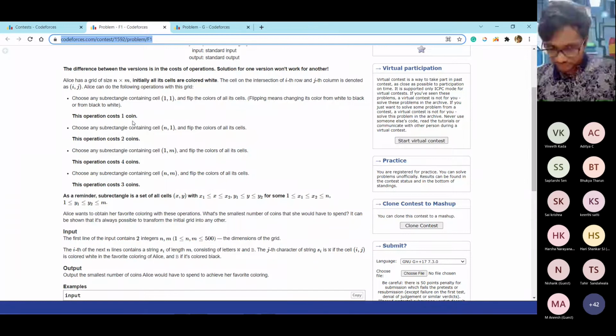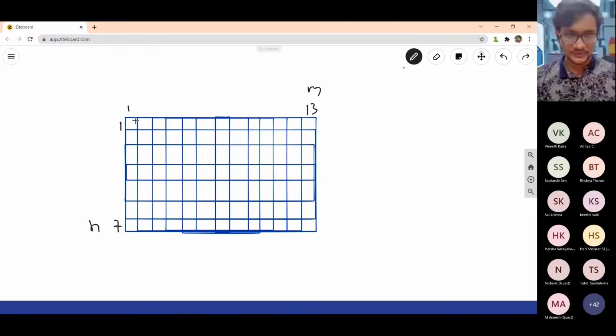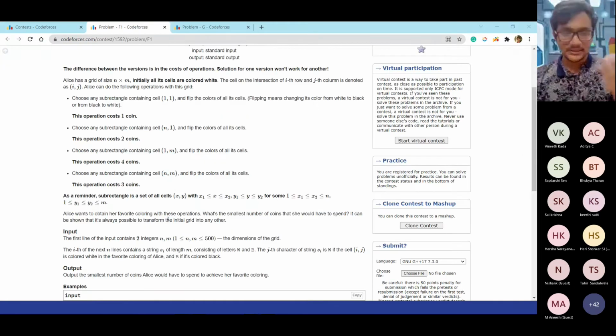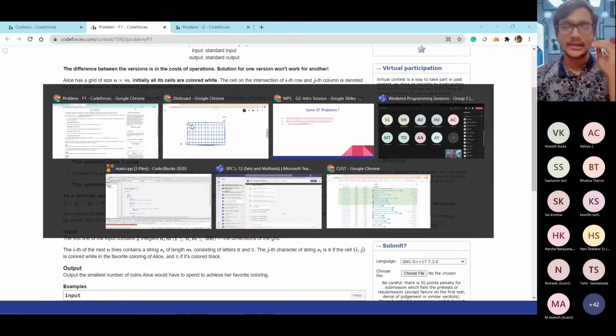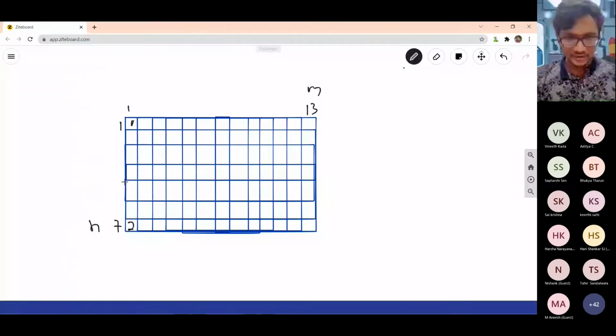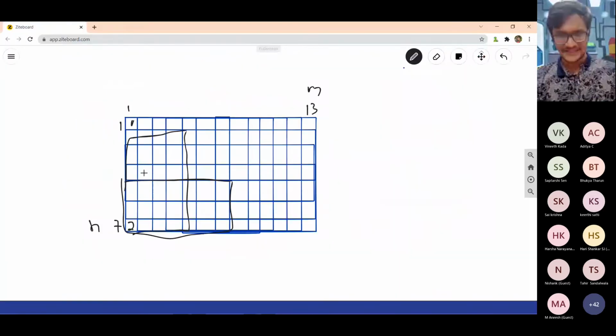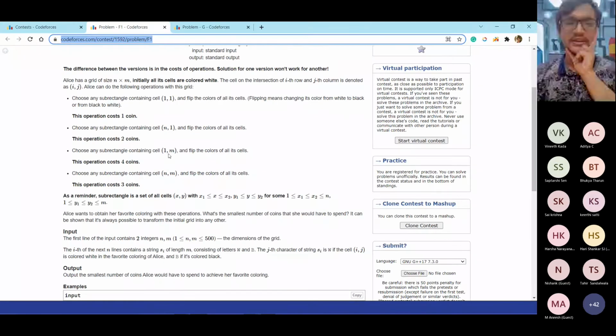Or you can choose any subrectangle that contains the cell (n, 1). You can take any subrectangle that consists of this particular cell, so something like this or this. It can go up till here as well, and it can be the complete grid as well. So choose any subrectangle that contains the cell (n, 1) and flip the color of all its cells.